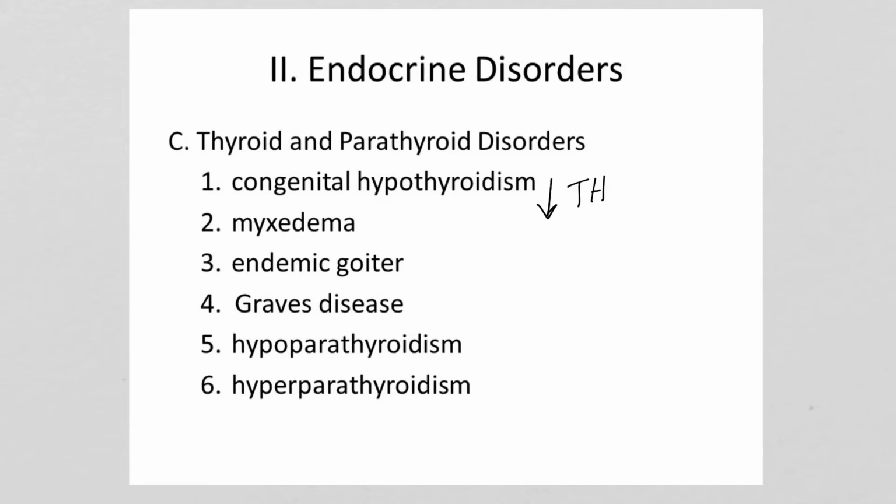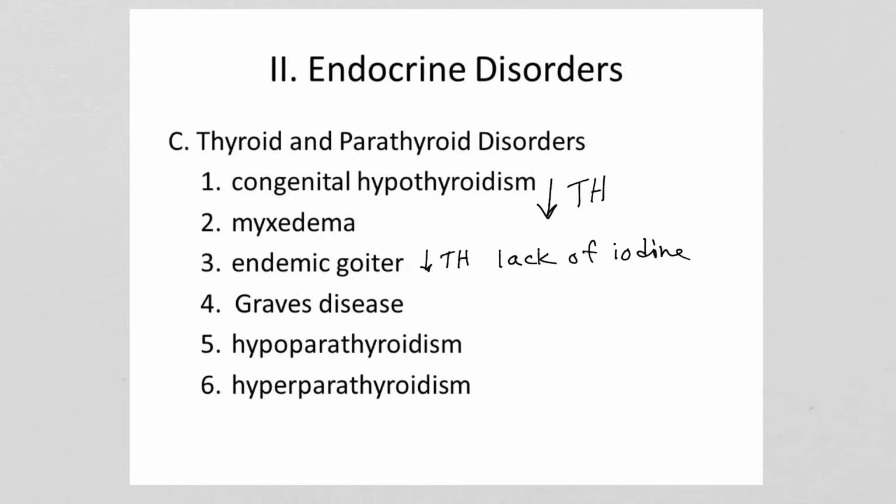The next one, number 3 on the list, is endemic goiter. This is low thyroid hormone due to a lack of iodine. If you remember back to the lecture where we talked about the formation of thyroid hormone, we had the iodine being secreted into the follicles, the making of the thyroglobulin, and then you had the T3 or the T4 based on whether it had 3 iodines or 4 iodines, right?